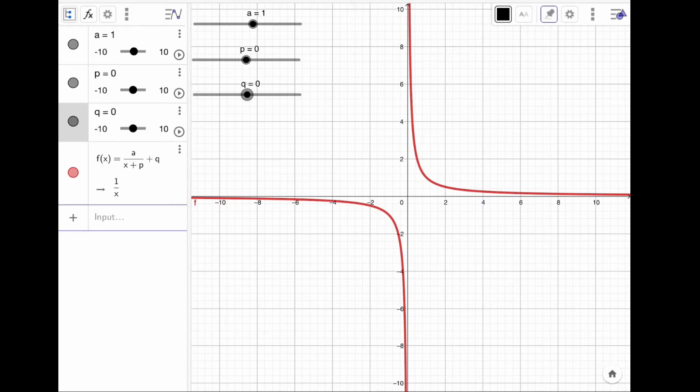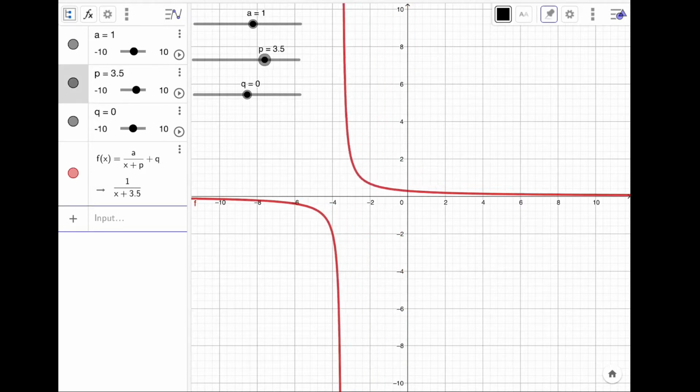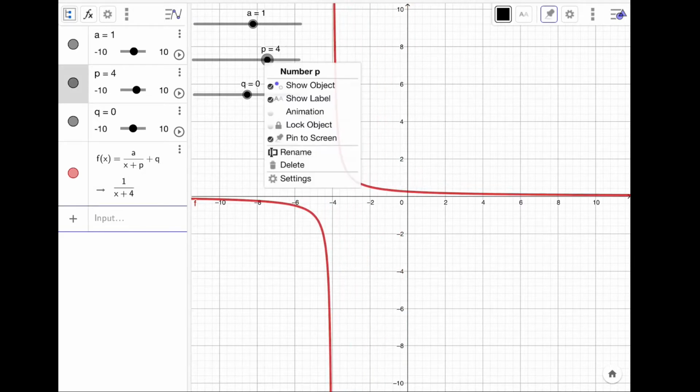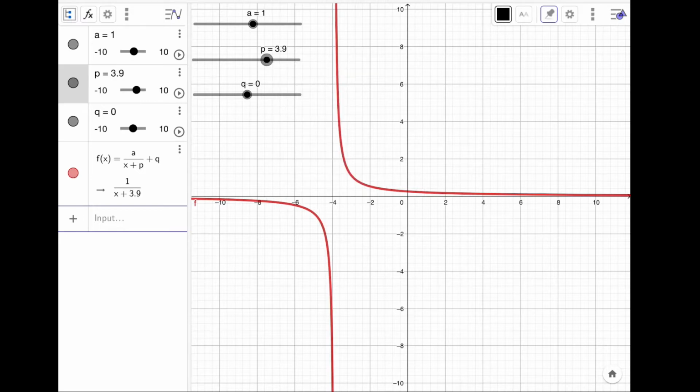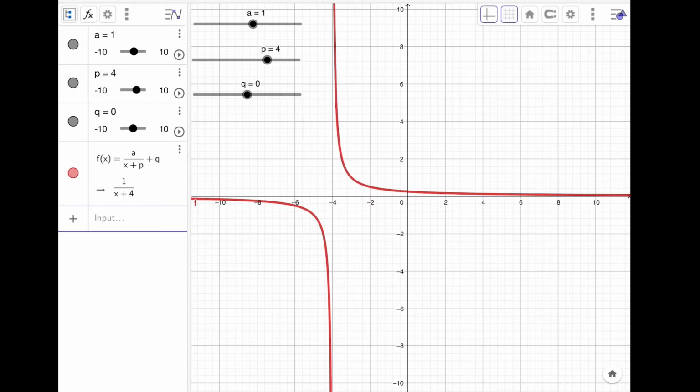Now let's look at P. So P, notice I go to, let's go to +4 there. Oops, it's jumped off 4. There we go. So we've got P is equal to 4, and notice my equation has 1 over x plus 4, but notice counterintuitively, instead of my graph moving to the right as we expected, it has moved to the left. And so we have got -4 as our asymptote for the vertical equation.